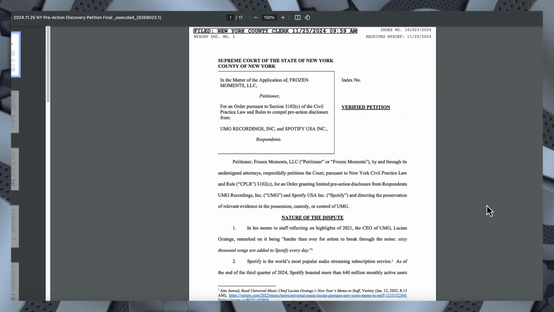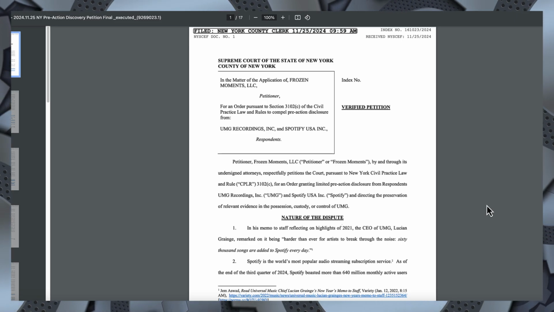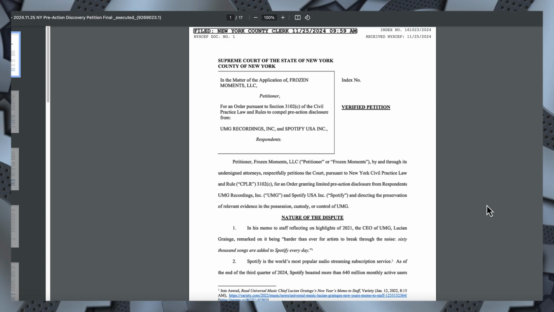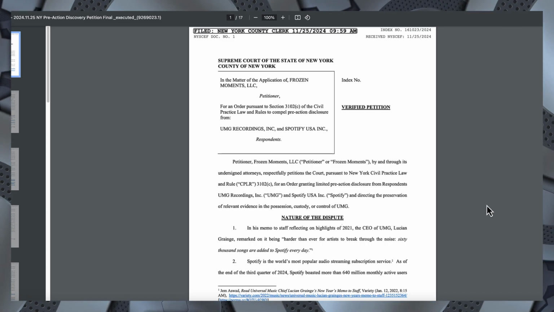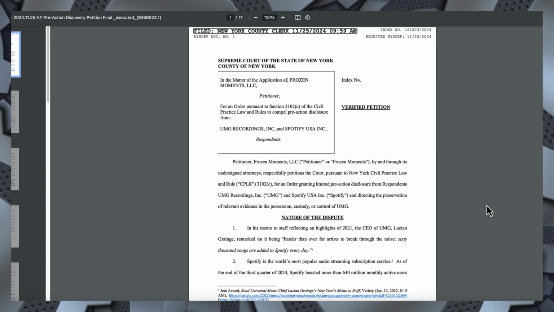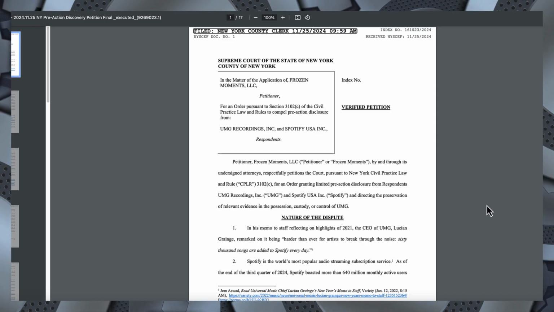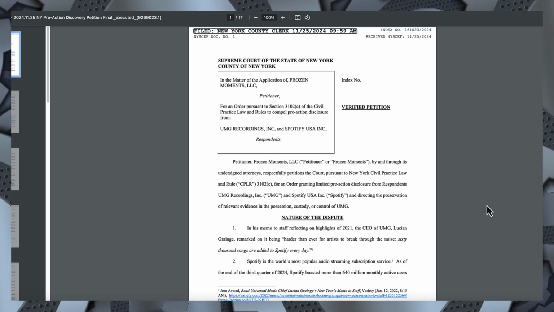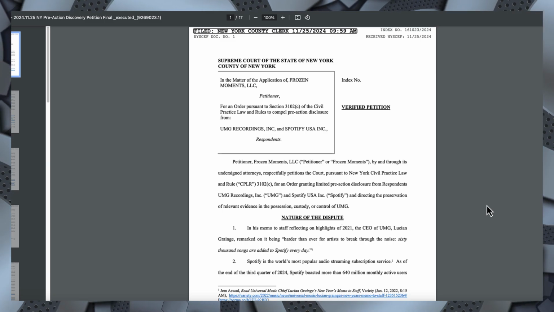Drake filed a suit, an actual petition against UMG Recordings and Spotify. I know a lot of people are not going to read it, so I'm going to take the time to read it, do some Googling, see what we can find. We're going to go through all 17 pages. I got the beat on repeat, so just sit back. We're going to go through this.